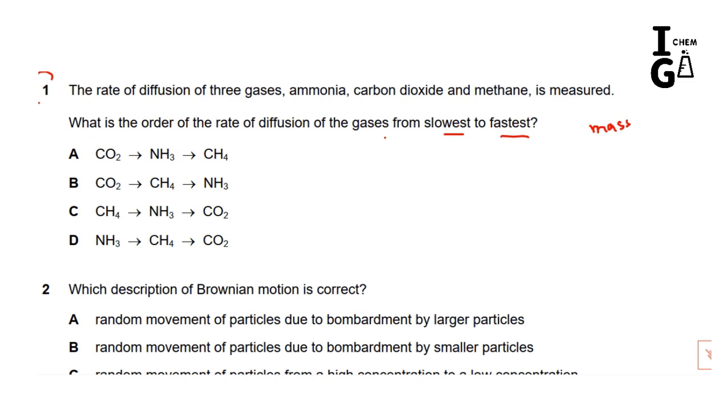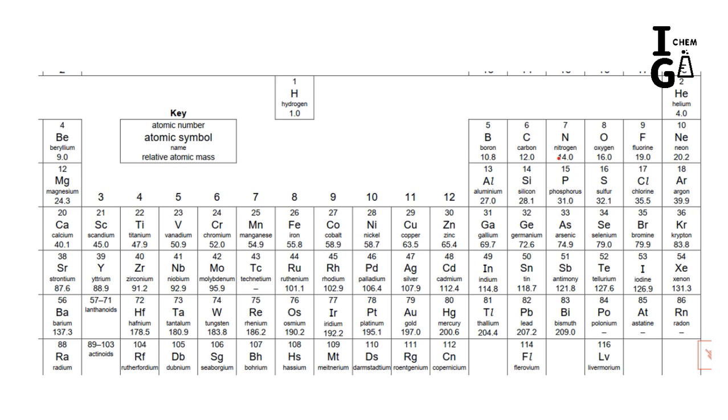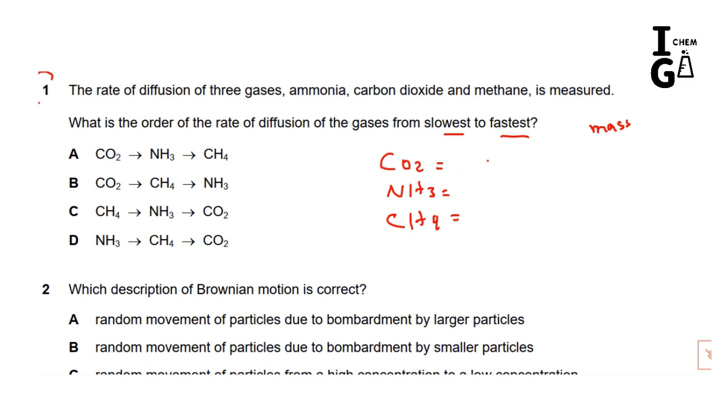So we have carbon dioxide, CO2, and we have ammonia, NH3. Also we have CH4, methane. How can we calculate? As you know guys, we need to use the periodic table. Of course you will have a copy in your paper. Here this is carbon, you get the number 12. For nitrogen this is 14. For oxygen it's 16. By using these masses, we can calculate the mass of each one quickly.